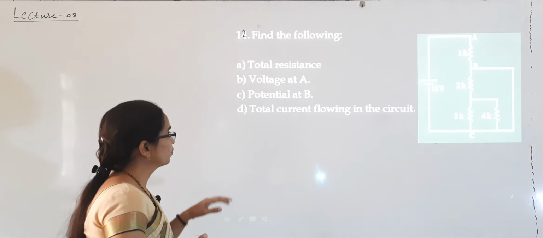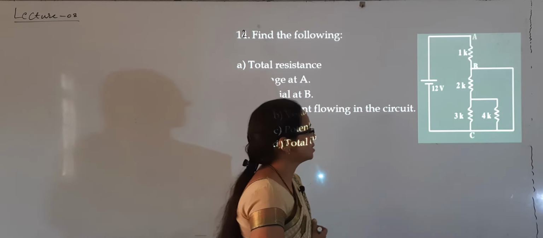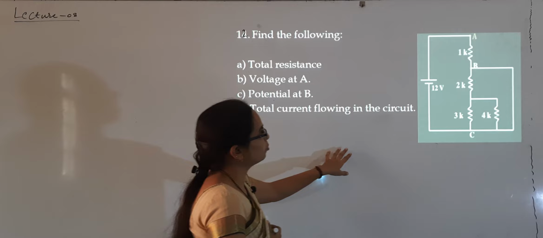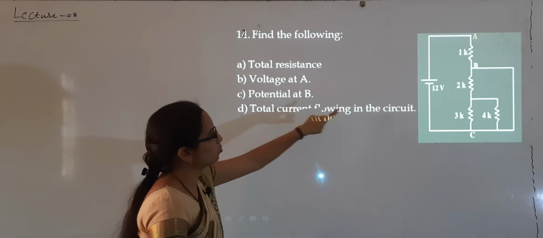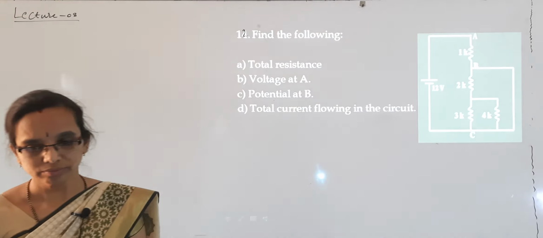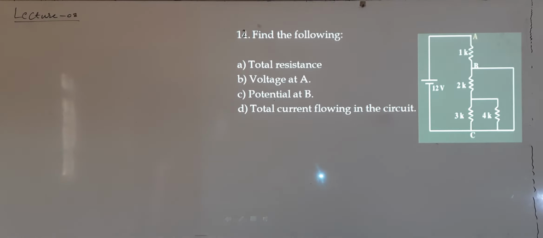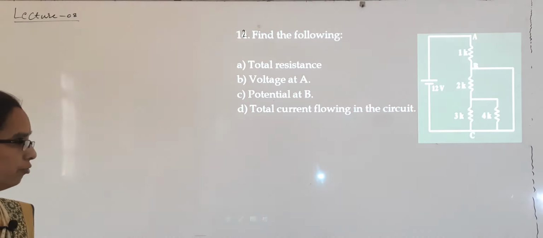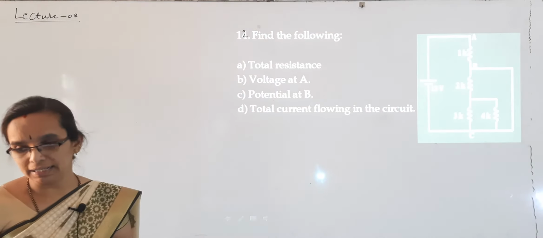Find the following: total resistance in this circuit. We have to calculate total resistance in this circuit, voltage at point A, and potential at point B we have to calculate. Then total current in the circuit. Okay. Please observe the circuit carefully. See, here total resistance we have to calculate.